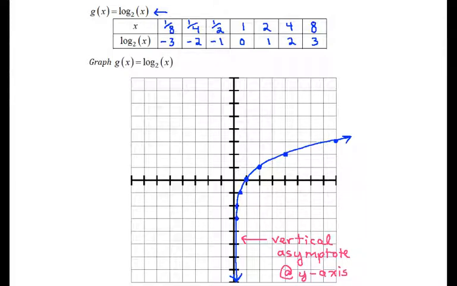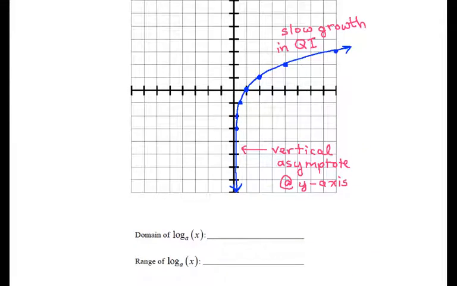And it has slow growth in the first quadrant. I can also see the domain from this graph, and that would start at 0 and go to infinity, but it is not inclusive. Because of that vertical asymptote, we don't include 0 in our domain, and the range of this would be all real numbers.